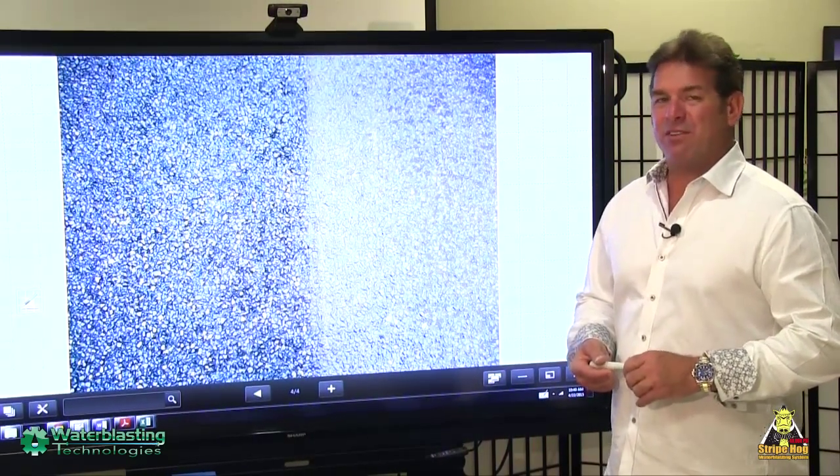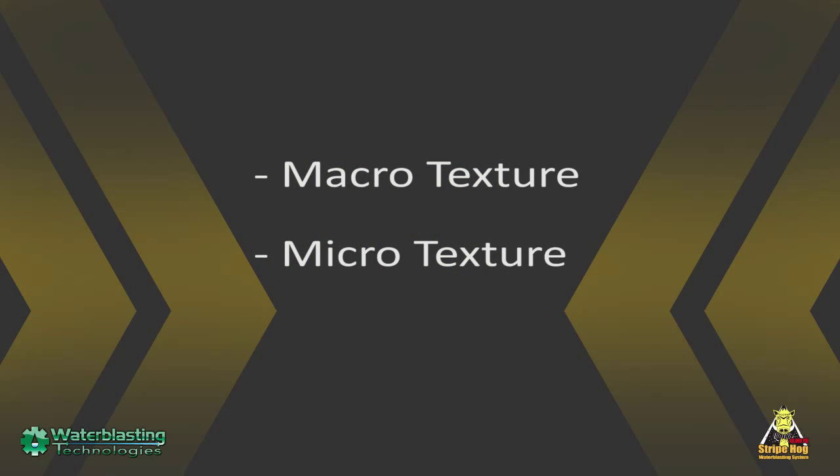roadway or runway surface. When we talk about retexturing, it's important to understand the difference between macro texture and micro texture. Macro texture is essentially the peaks and valleys that exist between the rocks, which can become clogged over time with dirt, rubber, asphalt, bitumen that rises up between those. But the micro texture is the technical term referred to the peaks and valleys of the rocks themselves.